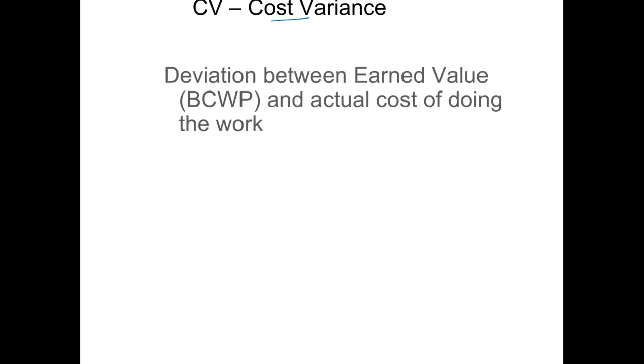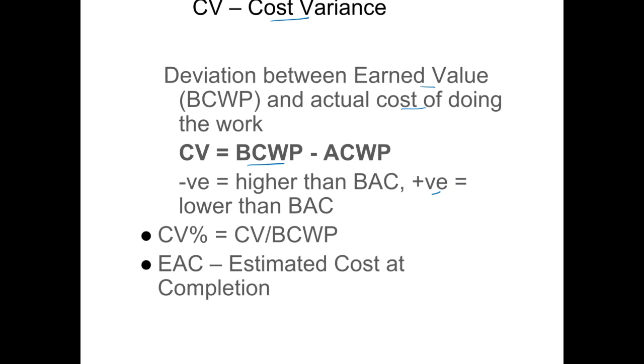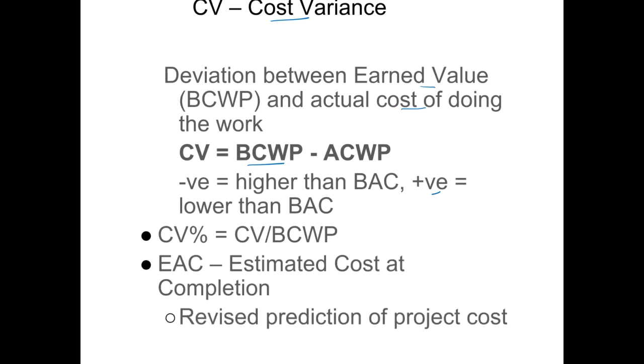our cost targets. It's a deviation between the earned value and the actual cost of doing the work. The formula to calculate cost variance is BCWP minus actual cost of work performed. If it's a negative, then it's indicating that our final cost will be higher than the budgetary cost at completion, and if it's a positive, it's telling us we are heading in lower than this. It's usually referred to as a percentage, and then it is used to complete estimated cost at completion, or revision of the project cost.